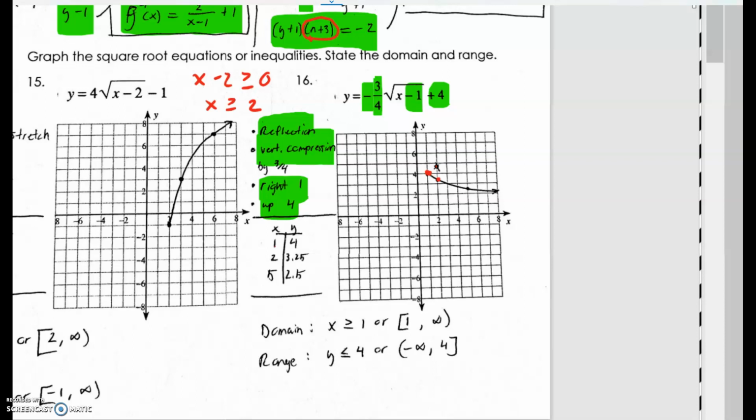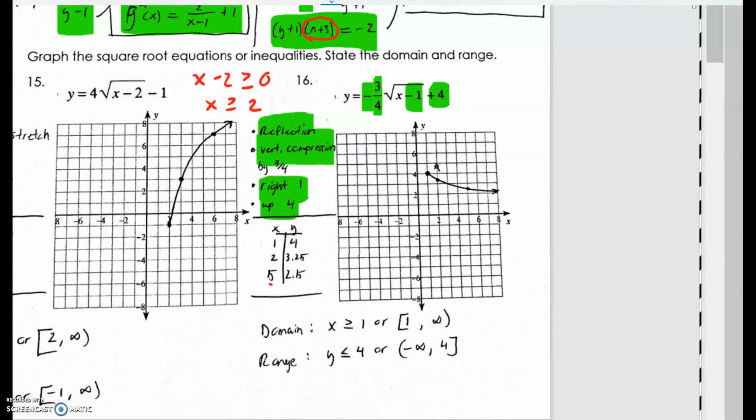So what I mean by that is when you plug 1 in, you get an output of 4. When you plug 2 in, you get an output of 3.25. When you plug 4 in, you're going to get a weird decimal, so I skipped it. I skipped 3 as well. I went over to 5 because that was another decently nice, not irrational number. It was a rational number. So I plugged in the 5 and got 2.5. All right.